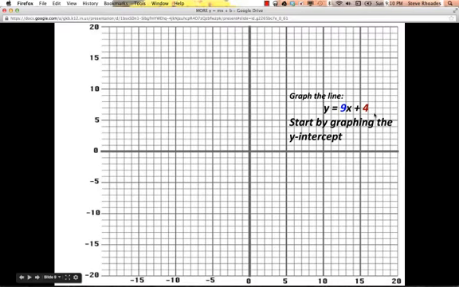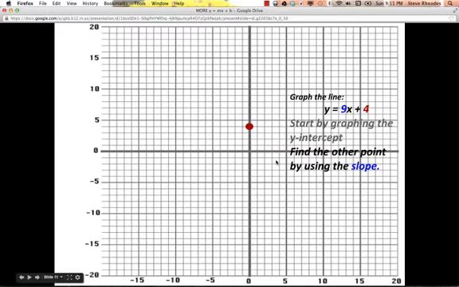And when we talk about the y-intercept, that's the location where the line crosses the y-axis. So here's our y-axis right here. We're going to count up 1, 2, 3, 4 spots. And sure enough, there's our point. Y-intercept of 4 is right there. Now, that's 1 point. We still need another point.